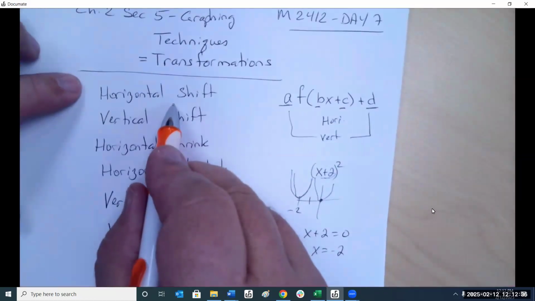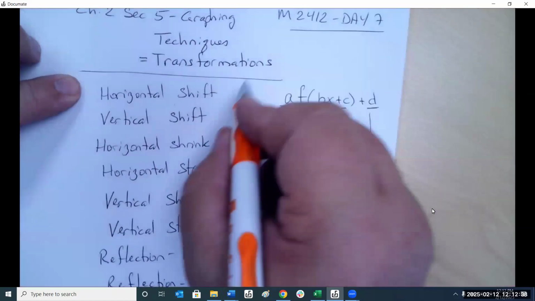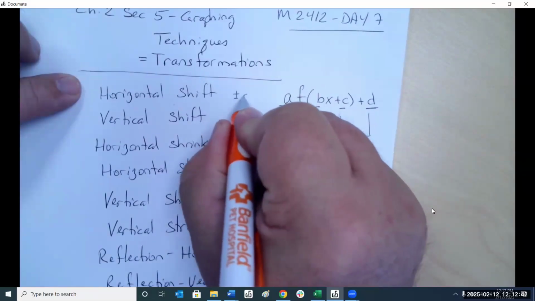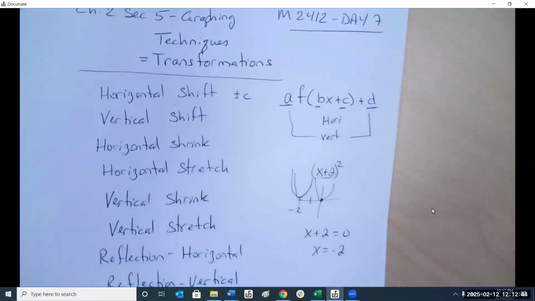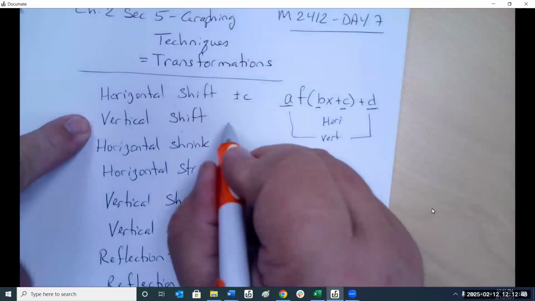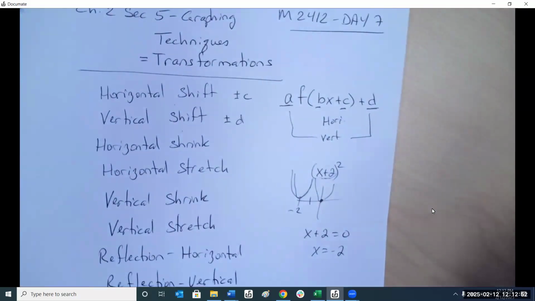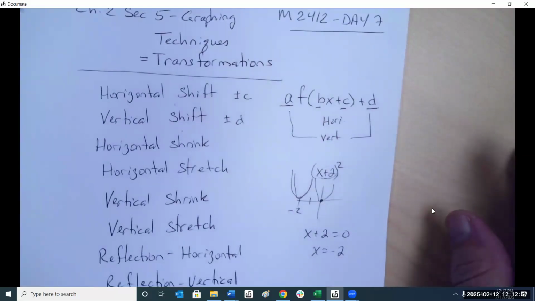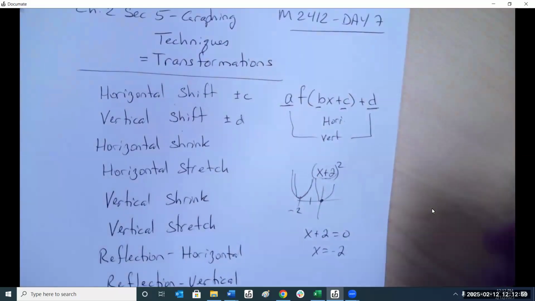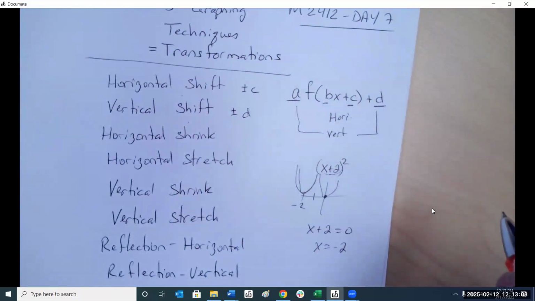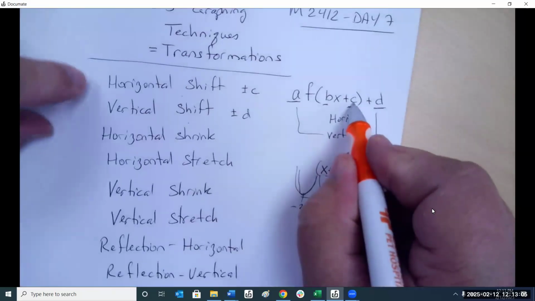So horizontal shifts. That's the C, the plus or minus C. That's what it does. Vertical shift, that's a plus or minus D. If it's outside the function, it is what it is. If it's positive, it's up. If it's negative, it's down. So again, C is your horizontal shift.